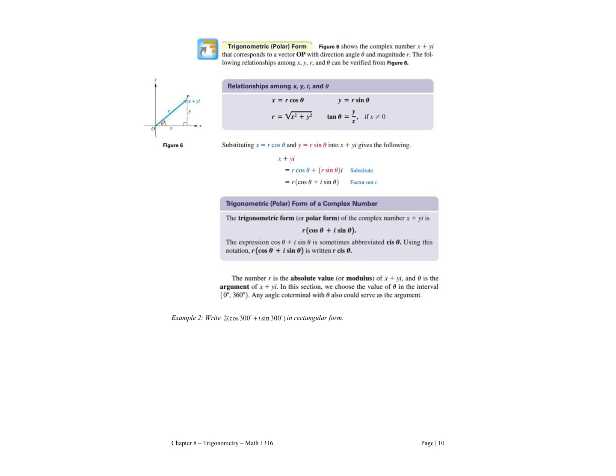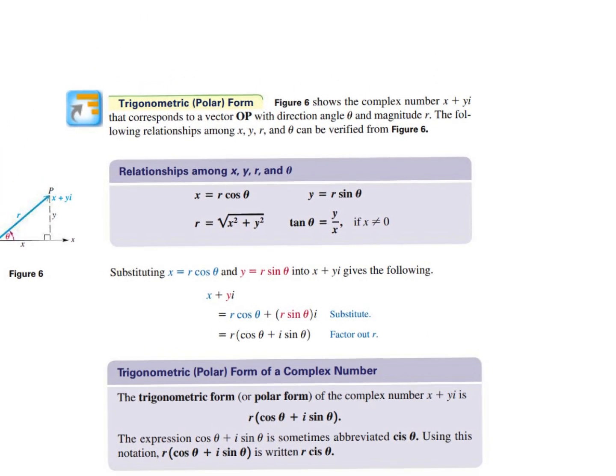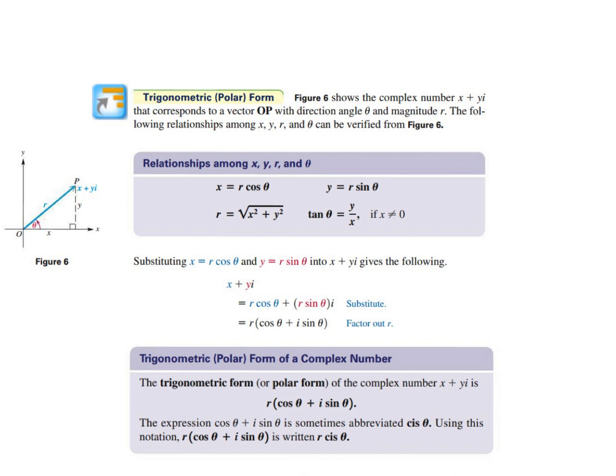Okay, so the next page is where the trig comes in. Because we graph the real stuff on the x-axis, our x is going to be r cosine theta because it's real. And because we graph our imaginary stuff on the y-axis, we're going to use r sine theta for the y stuff. But the y stuff is going to end up having an i next to it because it's on my imaginary plane.